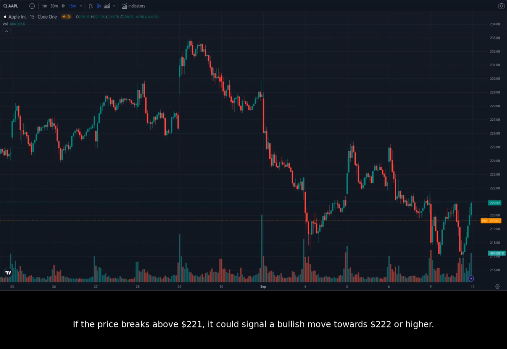If the price breaks above $221, it could signal a bullish move towards $222 or higher. A break below $220.50 could trigger a bearish move towards $220 or lower. The key thing to watch on the 15-minute chart is the volume and the price action. High volume on a break above $221 or below $220.50 could confirm the change in momentum.